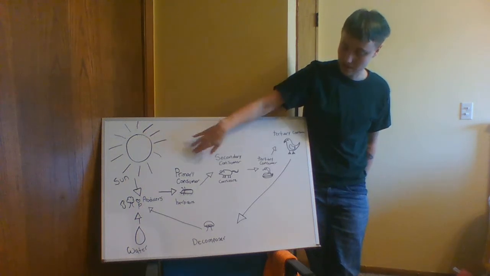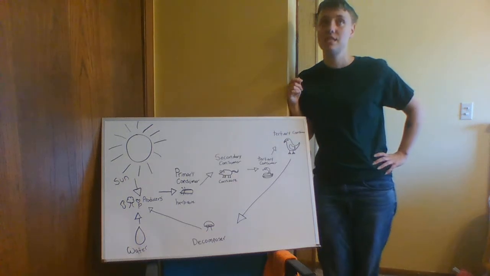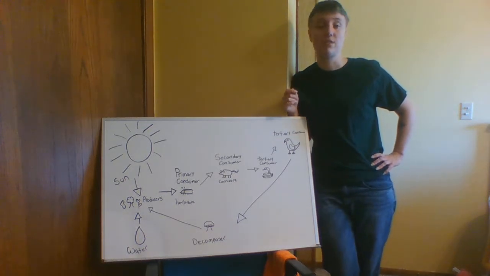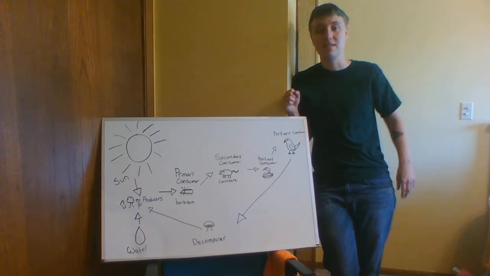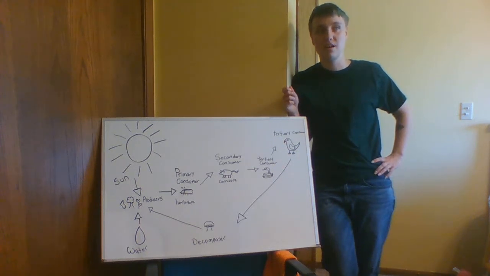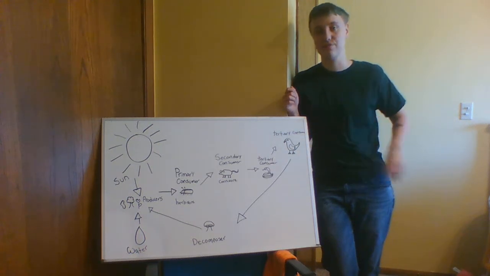So each of these different levels is called a trophic level. That's spelled T-R-O-P-H-I-C, trophic level. And then other things might eat the hawk. Not typically though. It usually dies of some other cause because it's kind of the top thing on this food chain.